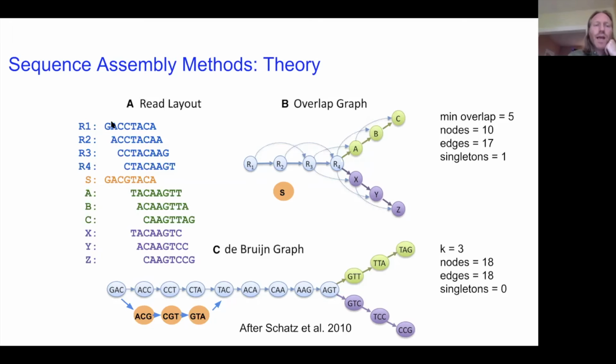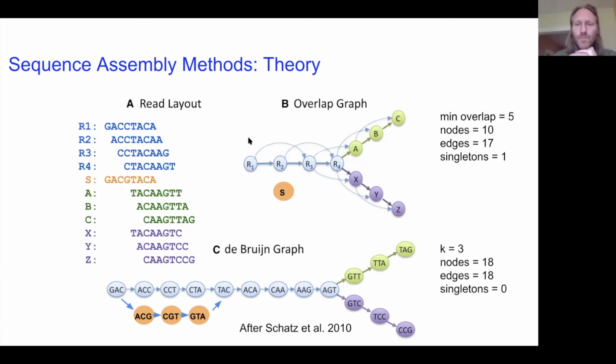And you can see that we have reads, they're 2, 4, 6, 8 base pairs long in this case, and they cover some fragments of DNA here. These blue ones are R1, R2, R3, R4. The singleton S, which I added, and then A, B, and C are these green ones, and X, Y, and Z are the purple ones.